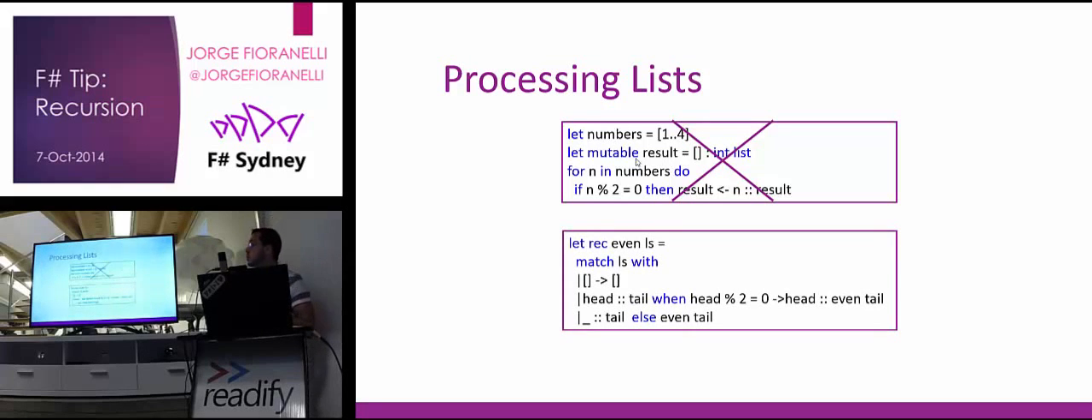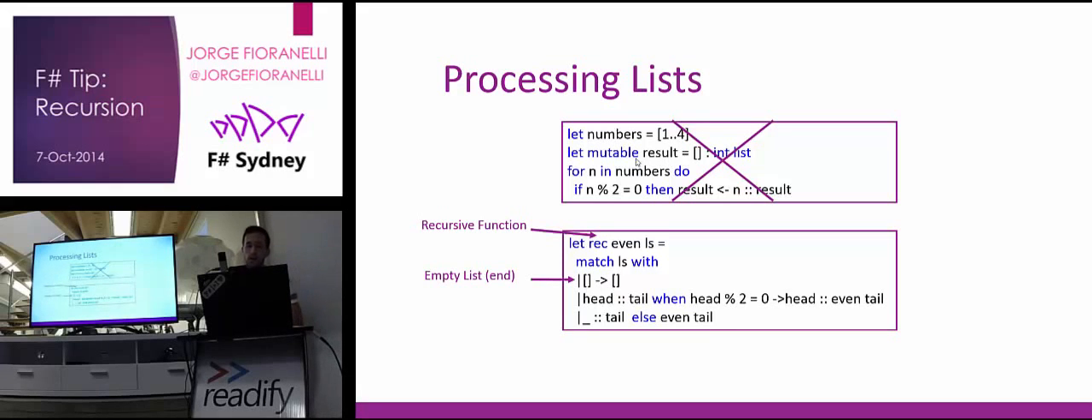So the way that you should process lists is by using recursion. And this is a function that does exactly the same as the previous piece of code, but using recursion. The first thing that you see there is that the function called even, which receives only one parameter, the list in this case, is going to be recursive. And we need to use the rec keyword there to be specific about that.